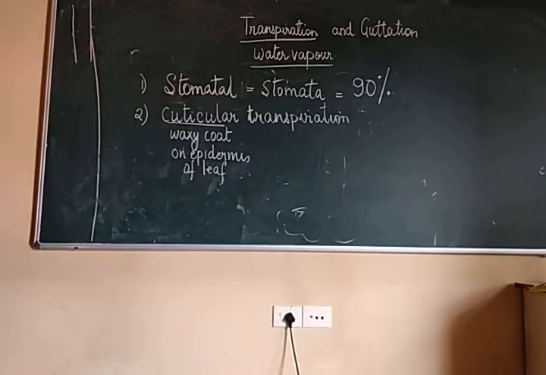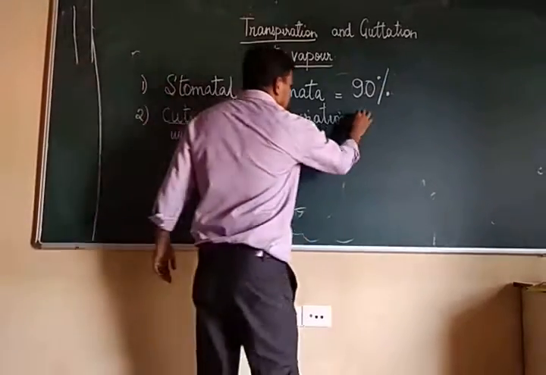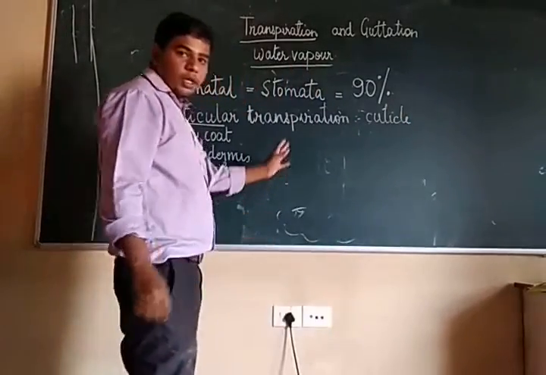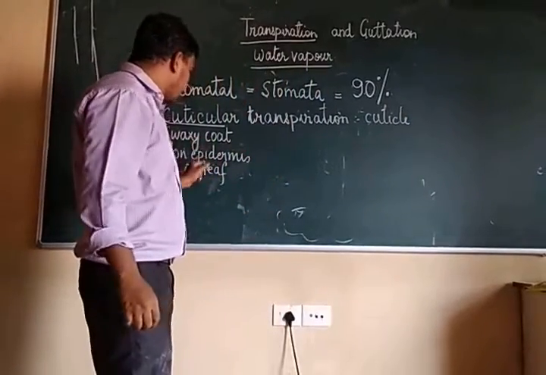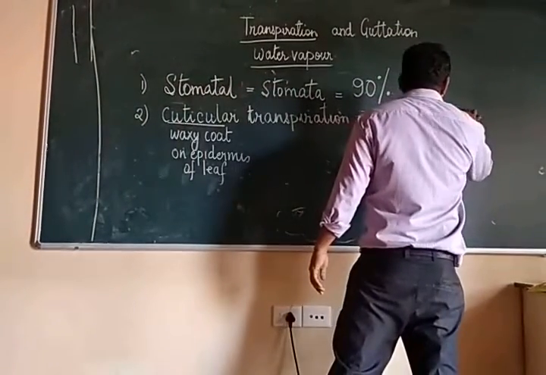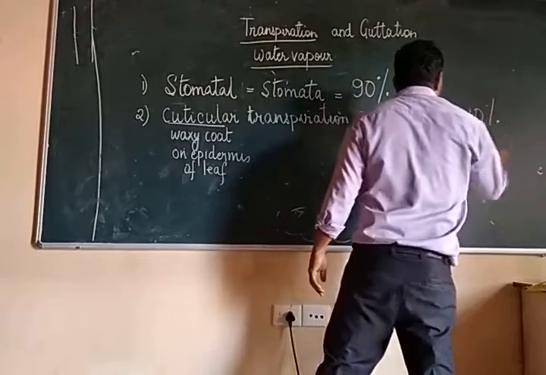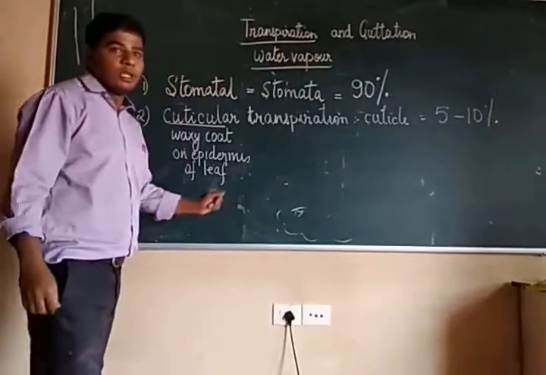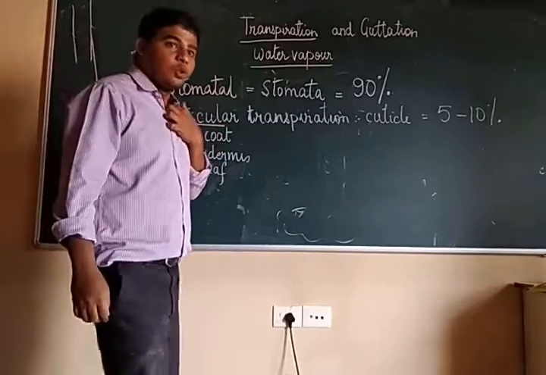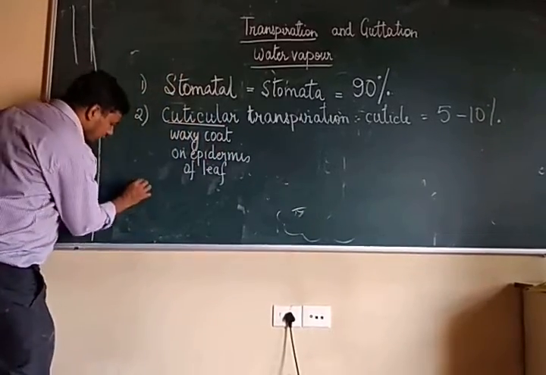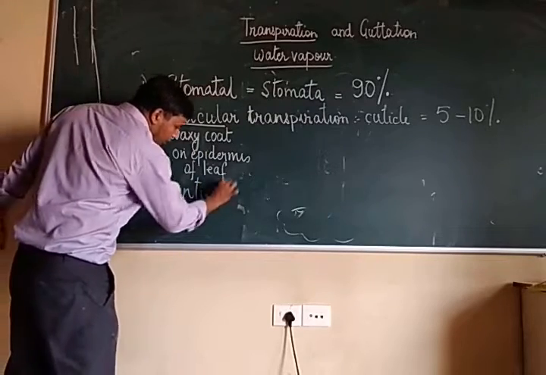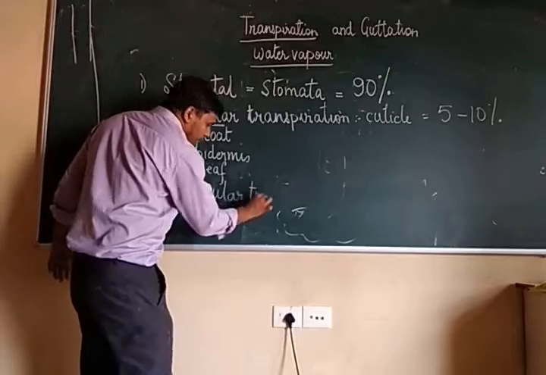Cuticular transpiration is through the cuticle, the waxy coat on the epidermis of the leaf, and just 5% to 10% of transpiration takes place through this method. And the third type of transpiration is lenticular transpiration.